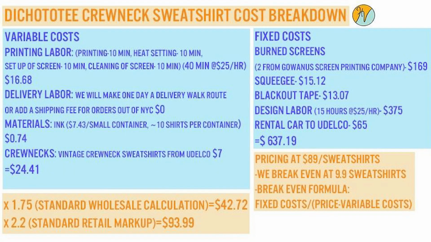In all of our cost structures, we break things down by variable costs and fixed costs. What does that mean? Variable costs are costs that show up in every single item. So, for example, in these sweatshirts, there's the labor that goes into printing them because every single sweatshirt needs to be printed. So that's 10 minutes for printing. There's time for heat setting. There's time for setting up the screen. There's time for cleaning the screen. In total, we say that it takes 40 minutes to print each sweatshirt.